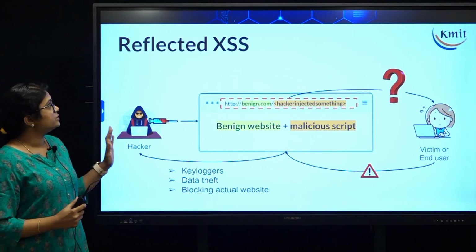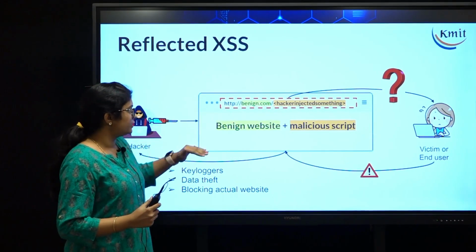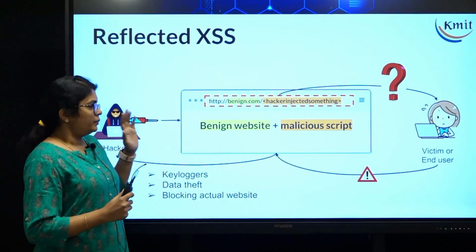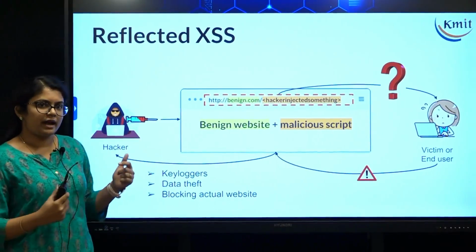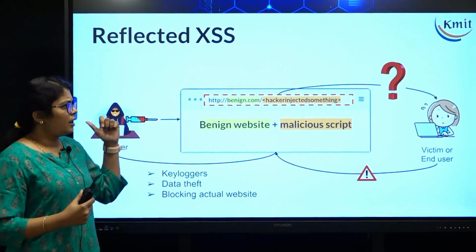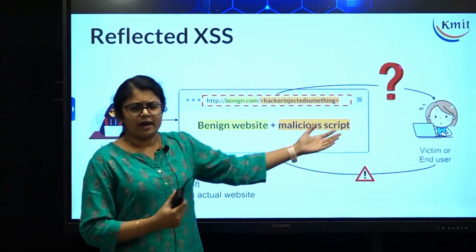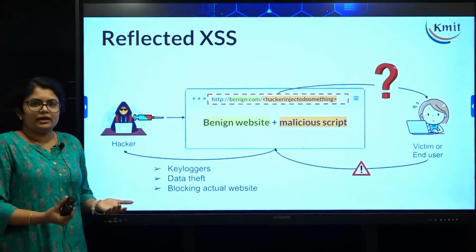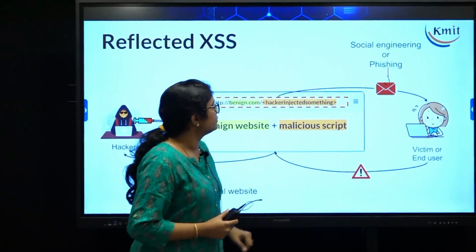This is the essence of reflected XSS attack: a benign website was identified and the search parameters have been manipulated. But here comes a very important question. When the URL was handcrafted by the hacker, how does the victim know that? So hence this question mark. Now I am an end user, I don't know what the hacker is going to inject. So how will I even fall prey to this attack? Well, it is something like this.